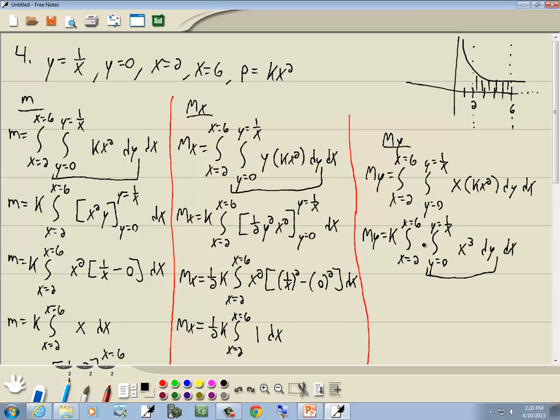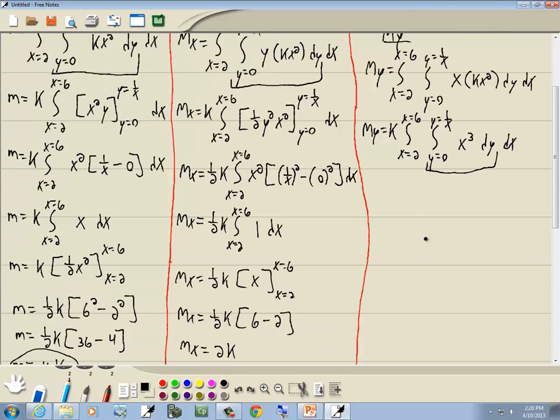Okay, now we're working with the inner integral. And we're integrating with respect to y, but there is no y, which makes it easy. So k stays there. x is equal to 2 to x is equal to 6. And this just becomes x to the third y. Again, if you integrate with respect to y, this is considered like a constant portion, so you just add a y next to it. From y is equal to 0 to y is equal to 1 over x dx.